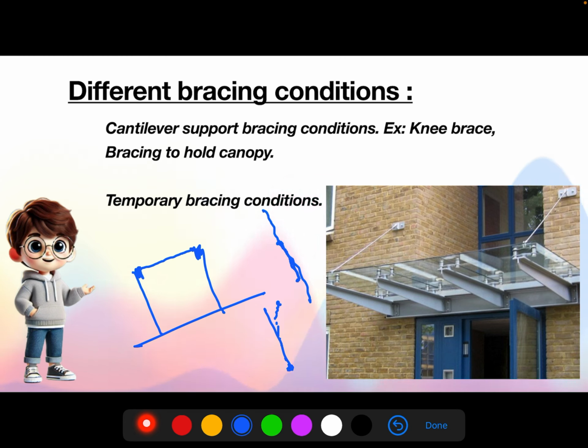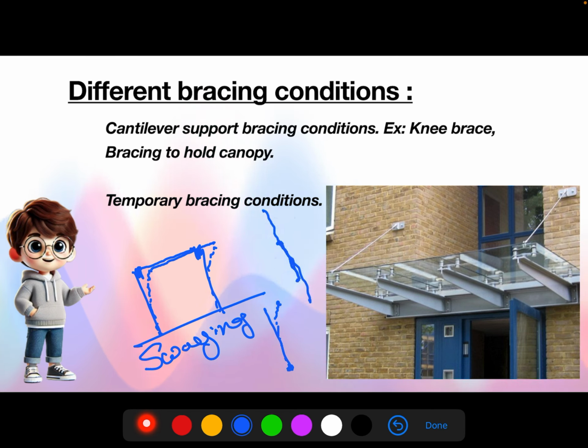In the same way, when these two columns are connected with a beam, these will deviate from their positions like this. Okay, we call this phenomenon swaying.